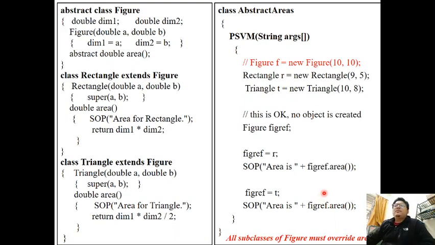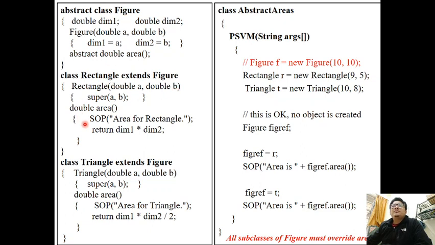Okay, so we'll talk about the reference variable of the abstract class. See in this example, there is a class called Figure which has been declared as abstract because the implementation of the method abstract double area is missing. The only important thing is that there is one method of type abstract, and there is another class that derives Figure, extends Figure.